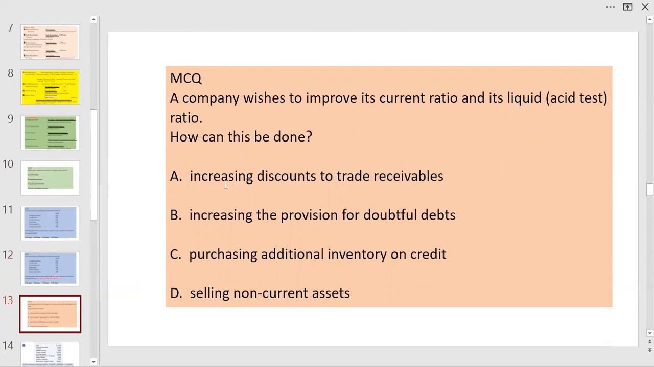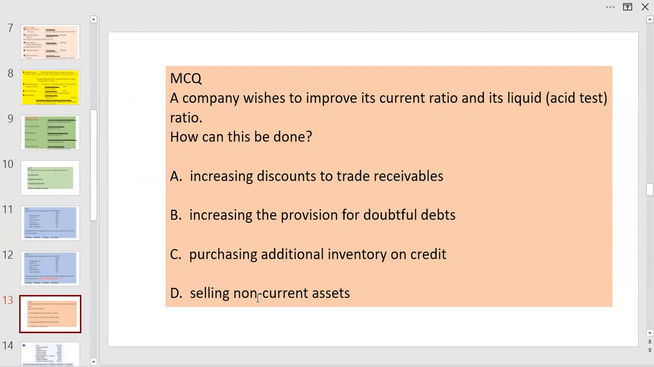Options A and B will reduce the potentiality of debt collection and will not help. C is about inventory purchased on credit, therefore the acid test ratio will become even tighter. Therefore, the answer is D, where cash is brought from outside the current assets operation.